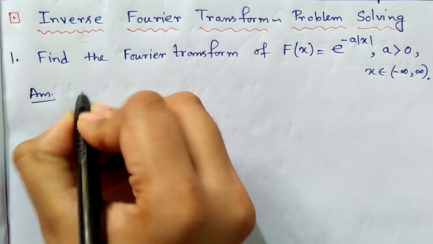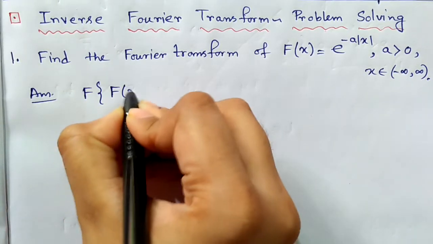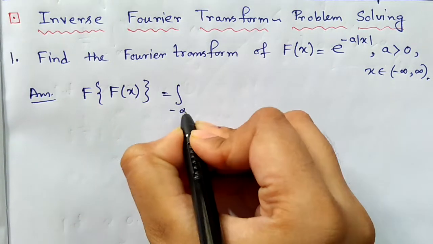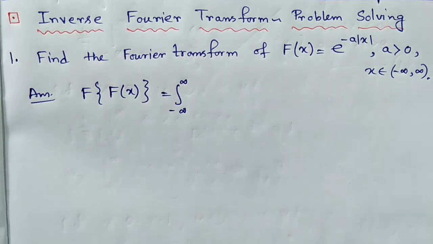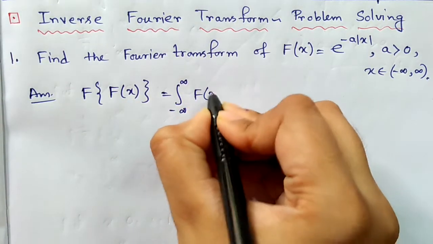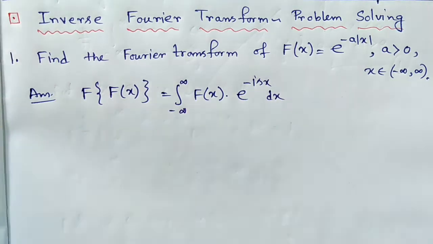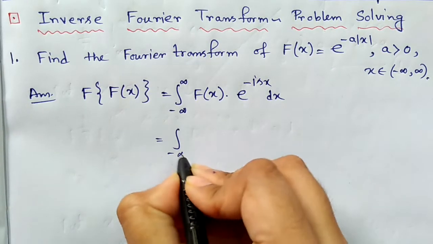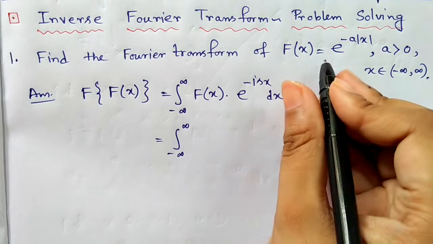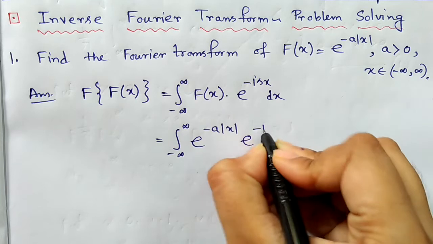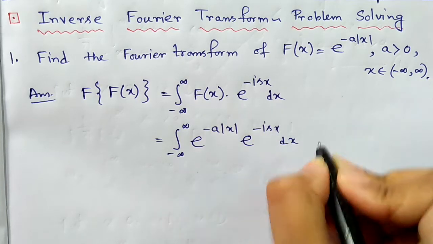So the Fourier transform of f(x) is, by our known formula, the integral from minus infinity to infinity of f(x) e to the power minus isx dx. Now this is equal to the integral from minus infinity to infinity of e to the power minus a mod x, times e to the power minus isx dx.